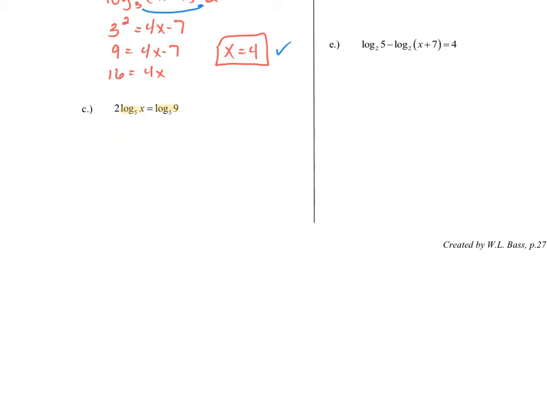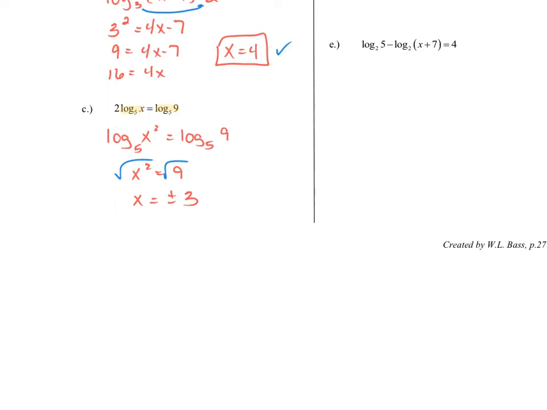Got a little ahead of myself. So I'm going to have my log base 5 of x squared equals my log base 5 of 9. Now I can see that I have log base 5 on each side, so these arguments must equal each other. So I'm going to have x squared equals 9. I'm going to take the square root of each side. So I'm going to get x equals plus or minus 3.